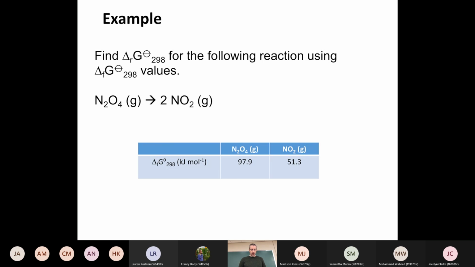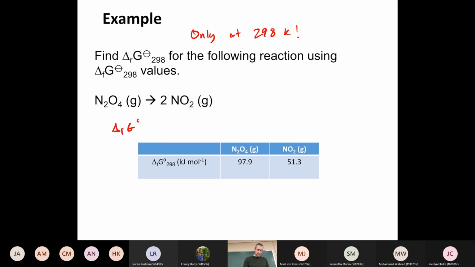Find delta G of reaction for the following using the values out of this table. This will only work at 298 Kelvin, but let's do it.